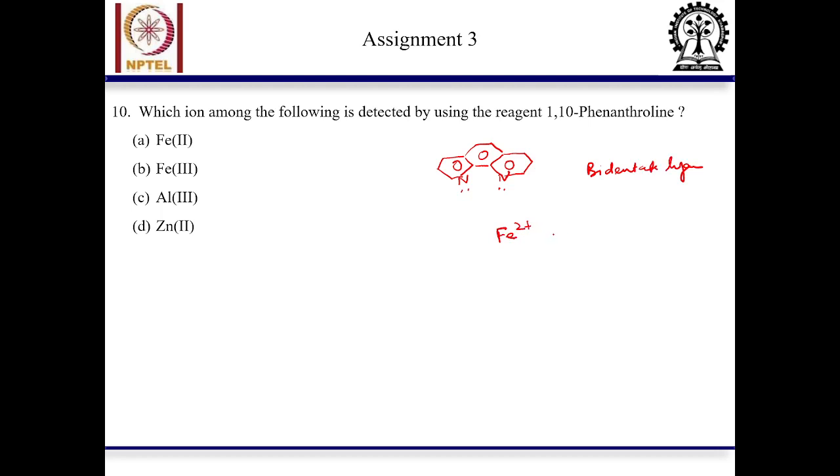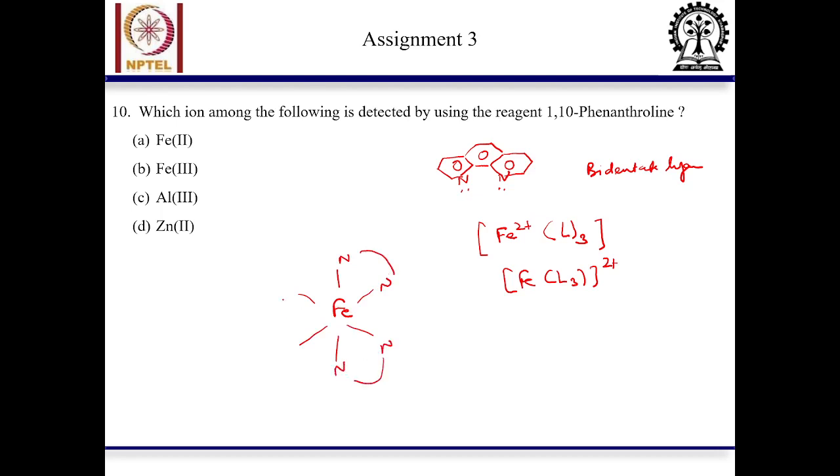If I give this ligand the name L, it will form Fe2 plus L3, so it will be like [Fe L3] 2 plus. It will be like this: Fe, and these two sides will be N. So this is one ligand, two sides for this other ligand, and that. This is very important because it's called the ferroin complex, and it is wine red in color, right?